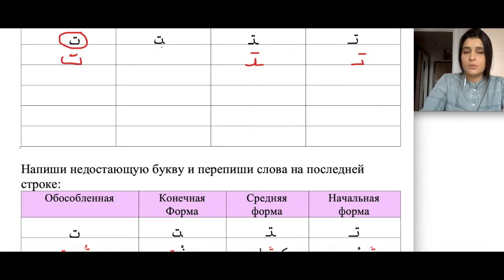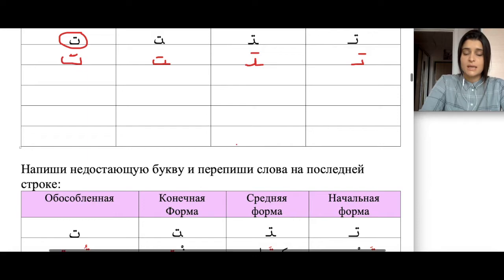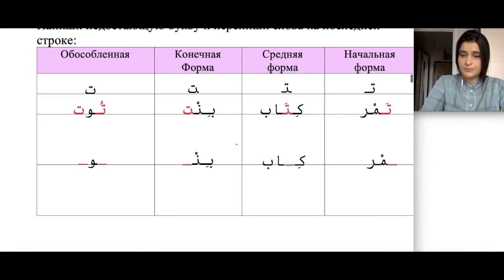At the end of the word, we write letter Ta like this. Let's write it first when it is by itself, like this. And it will pull off the hand from its pocket and will connect with the letter that is written before it. So this is letter Ta in the beginning, in the middle, at the end, and when it is by itself. And now let's read the words.